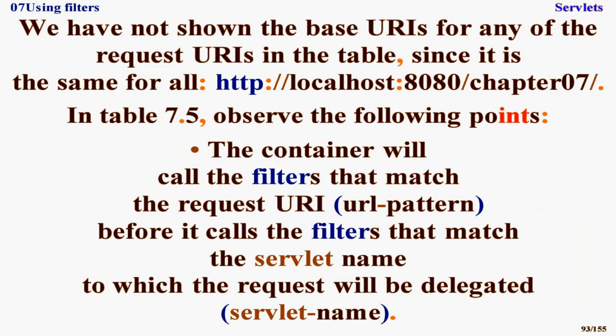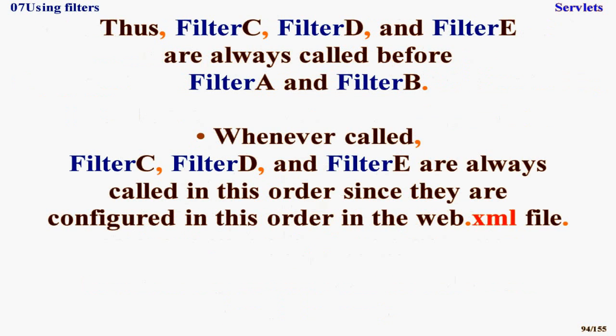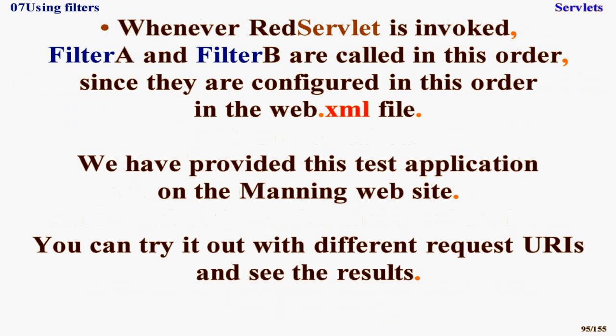In Table 7.5, observe the following points. The container will call the filters that match the request URI (URL pattern) before it calls the filters that match the servlet name to which the request will be delegated (servlet name). Thus, FilterC, FilterD, and FilterE are always called before FilterA and FilterB. Whenever called, FilterC, FilterD, and FilterE are always called in this order since they are configured in this order in the web.xml file. Whenever red servlet is invoked, FilterA and FilterB are called in this order, since they are configured in this order in the web.xml file.